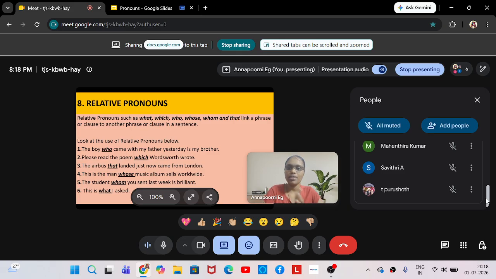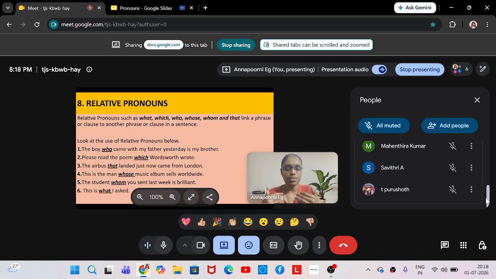Savitri ma'am, can you read the second one? Please read the poem which Wordsworth wrote. Wordsworth was a famous poet, William Wordsworth. You must have heard his name. So please read the poem which Wordsworth wrote. அப்ப இங்க வந்து why we are using which? Because it is about a poem. It's about poetry. So please read the poem which Wordsworth wrote. Wordsworth எழுதின அந்த poet கொஞ்சம் படியுங்க.